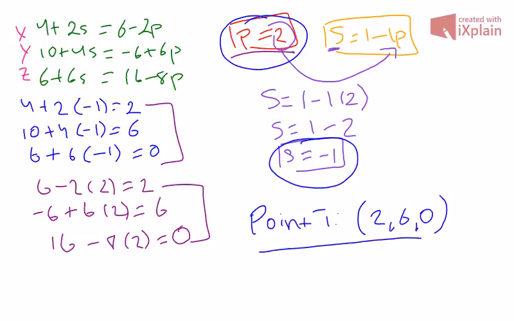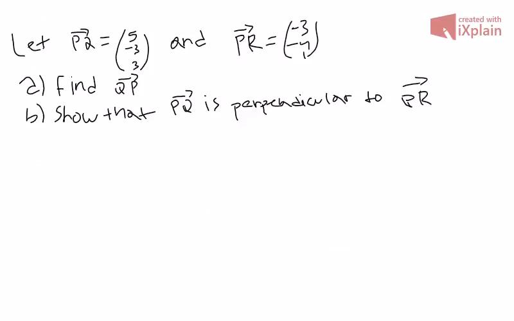This is where line 1 and line L2 intersect, and this is your final answer. Moving on to the next problem. Let vector PQ equal 5, negative 3, 3, and vector PR equal negative 3, negative 4, 1. Letter A asks us to find vector QP, and letter B asks us to show that PQ is perpendicular to PR. Let's begin with letter A.